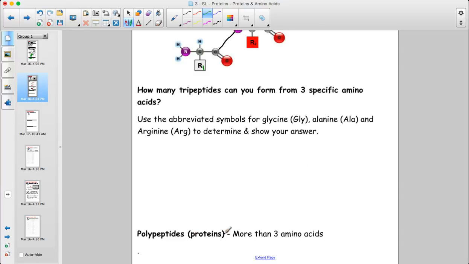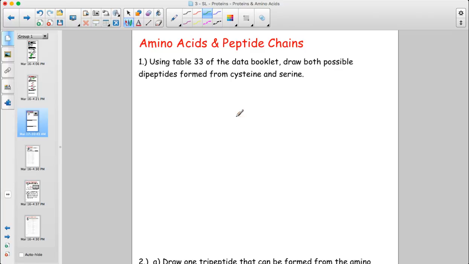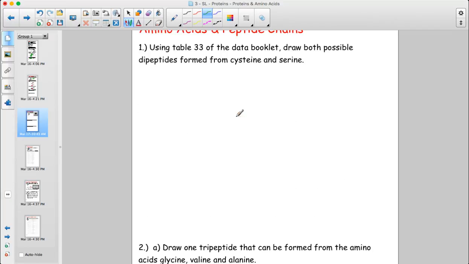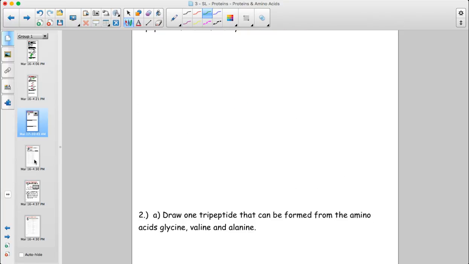Now, what's a protein? Well, a protein is called a polypeptide. So when you get more than 3 amino acids, now you're getting into that polypeptide territory. And usually proteins contain hundreds of amino acids, and so they're just absolutely gigantic, complicated molecules. These are some other practice problems for class, drawing dipeptides and tripeptides, so we're going to skip over that for now.